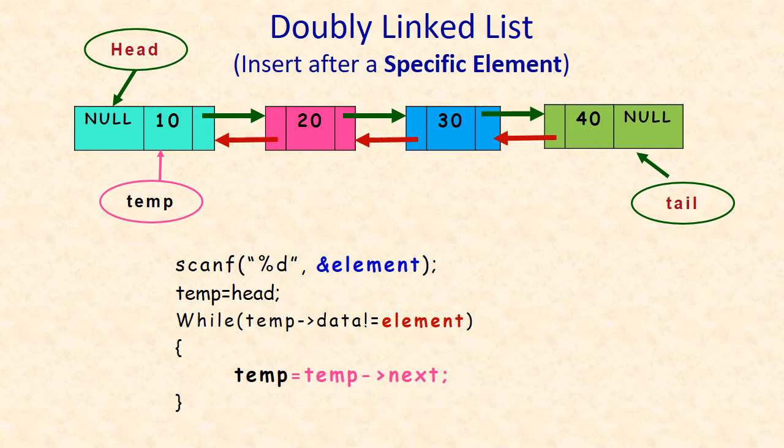First of all, you have to know the address of the particular node. Suppose I want to insert after 30. I have to know the address of the 30, so I have to reach the 30 first, right? That is why I am starting traversing from the head. So I wrote temp is equal to head here, and I will continuously verify whether the temp data is equal to element or not.